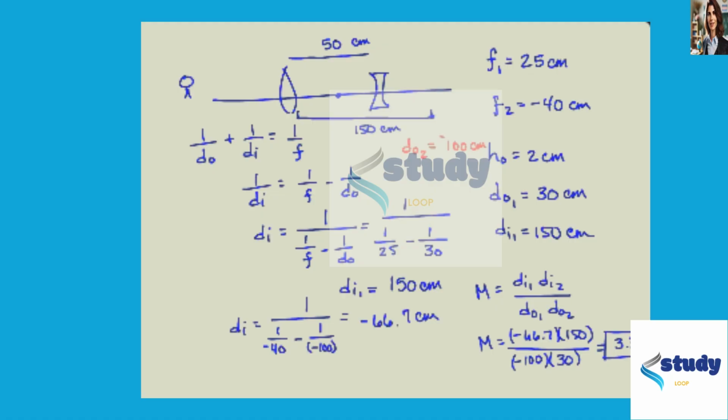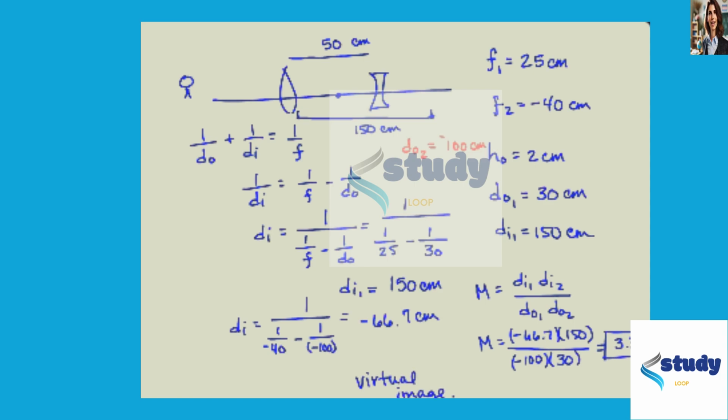So since the final image will be formed on the left of the convex lens, that is the same side as the original light bulb, which means that this final image will be virtual. So this is a virtual image.